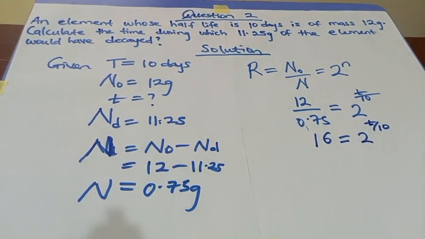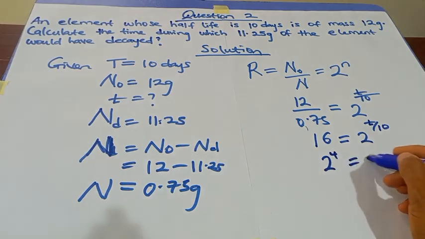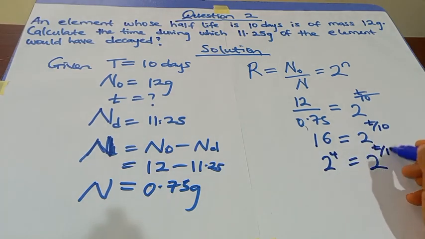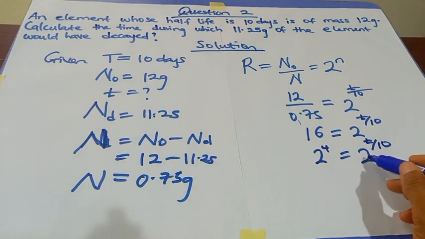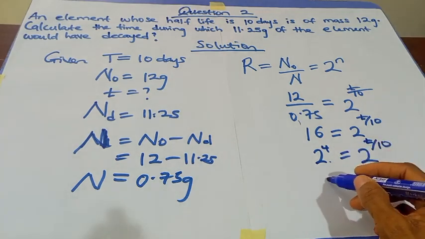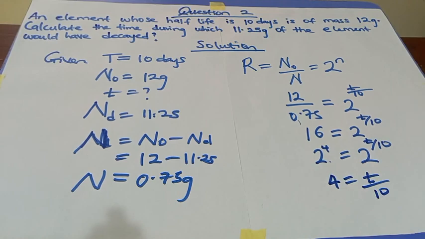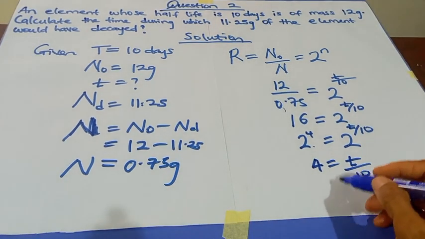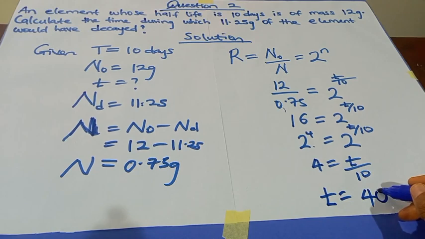So let's go on and reduce this: 16 is 2 raised to power 4, which is equal to 2 raised to power t over 10. With that, the bases are equal to 2, so we have that 4 is equal to t over 10. This will give us the final answer, which we are looking for, t, as 4 times 10, and that is 40 days. That will be the answer.